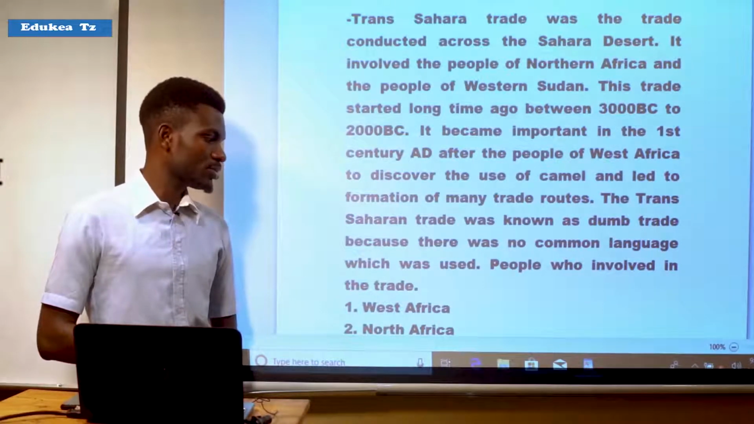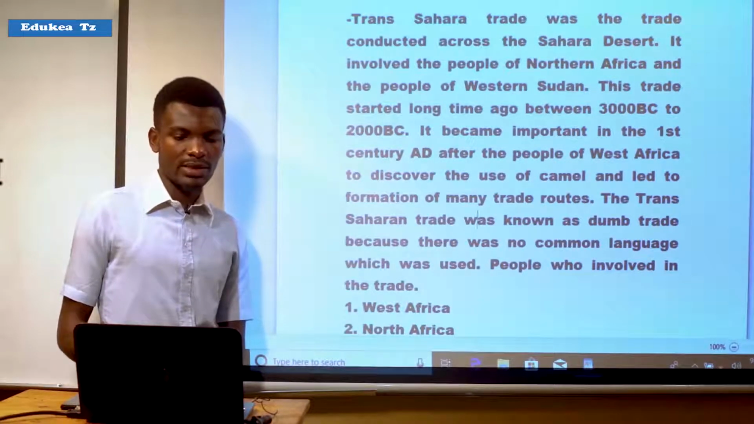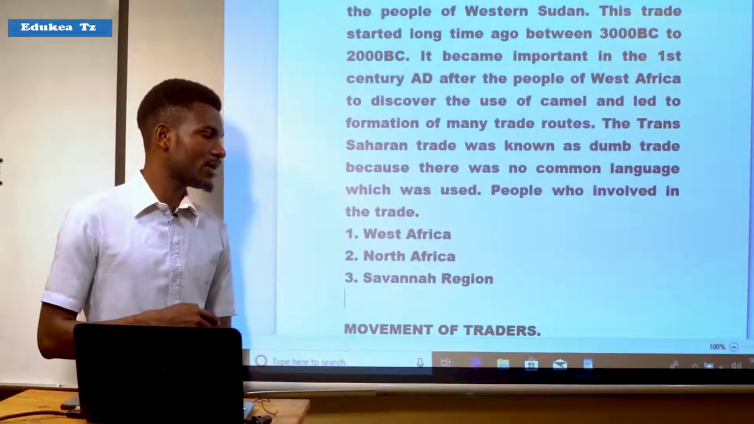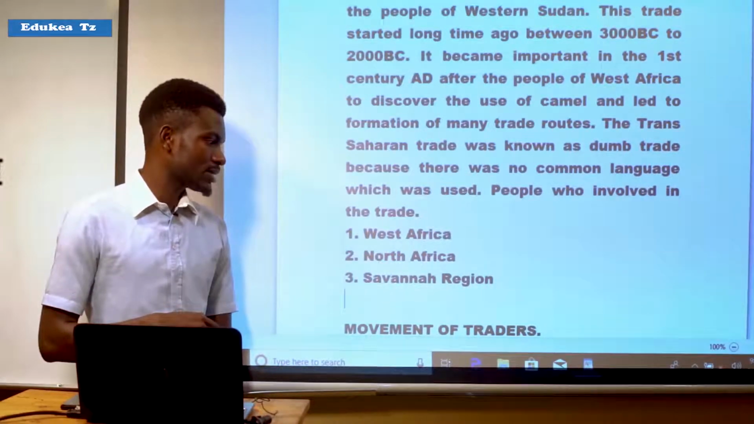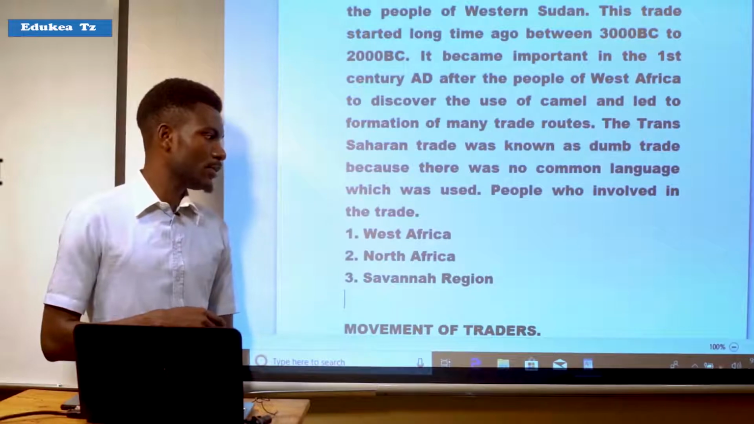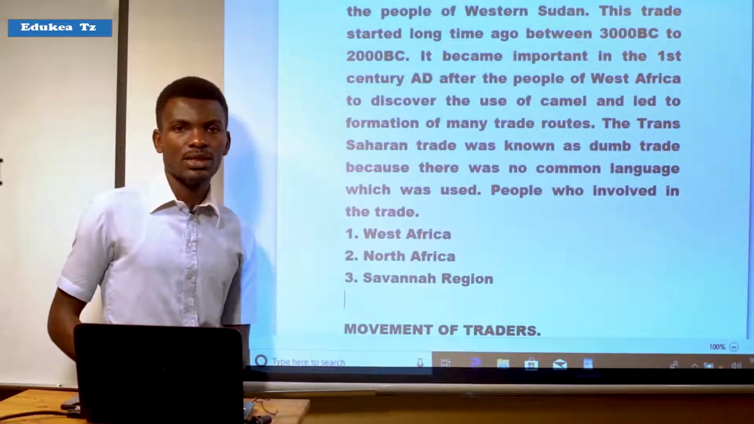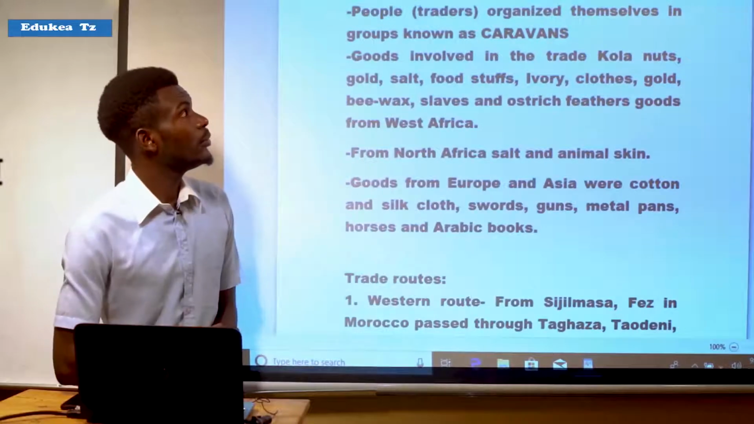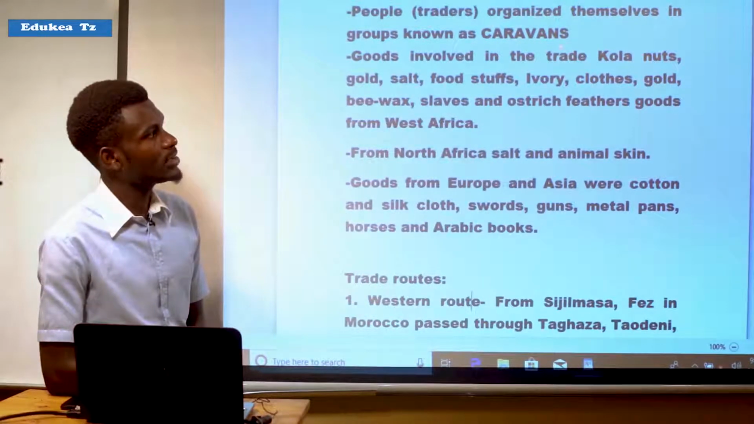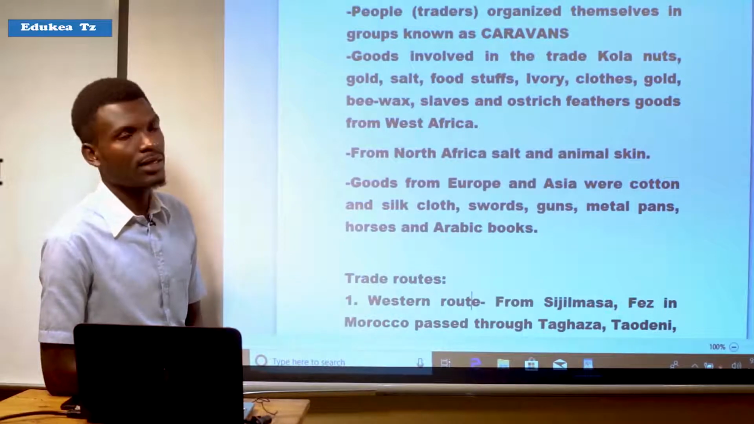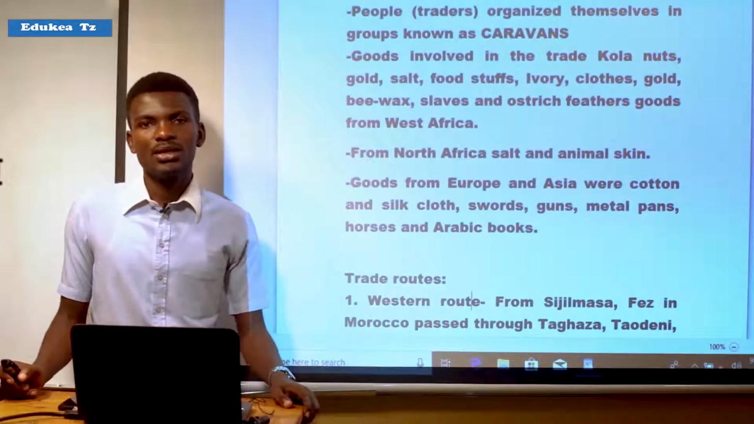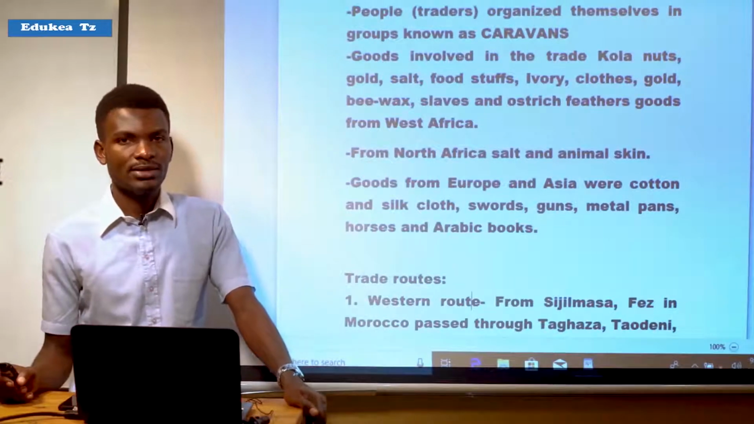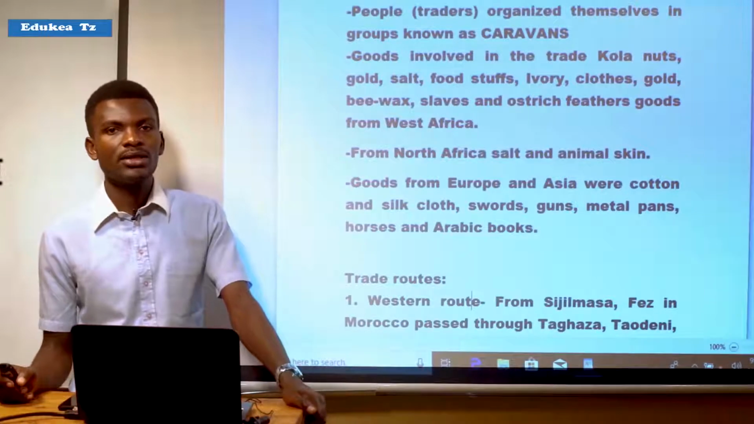The people who were involved in the trade are as follows. The participants of transatlantic trade included people from West Africa, North Africa, and the Savannah region. Let us see the movement of traders. People or traders organized themselves in groups known as caravans. It means that the people who participated in the transatlantic trade organized themselves in groups which were called trade caravans.